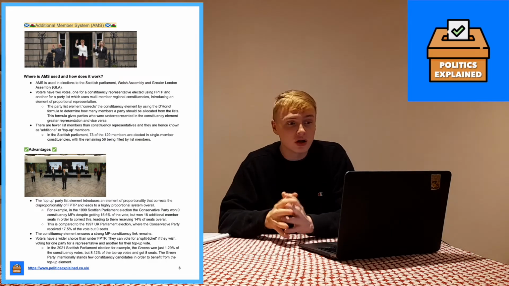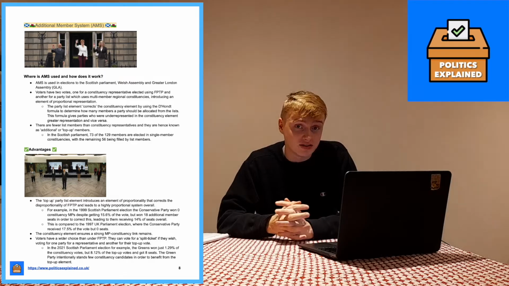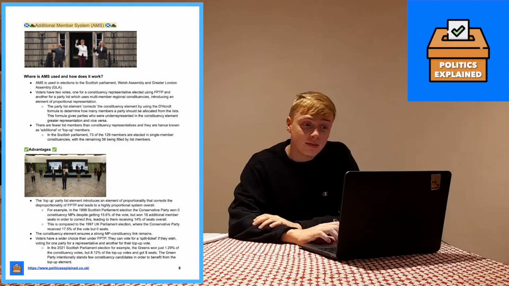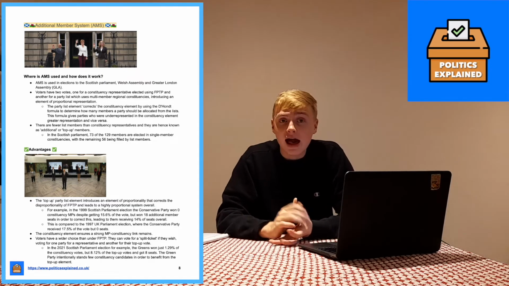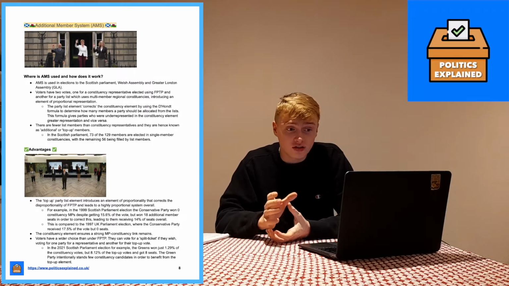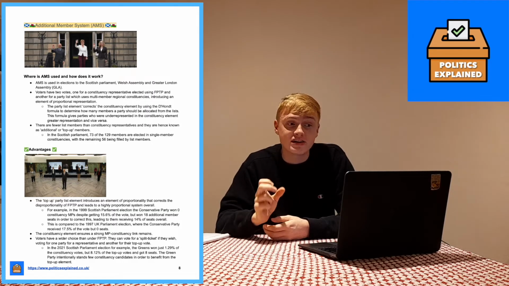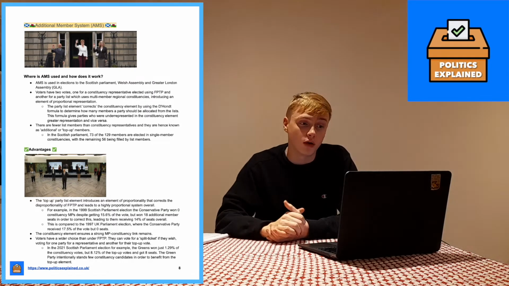Okay, so now moving on to AMS, the additional member system. Where is AMS used and how does it work? AMS is used in elections to the Scottish Parliament, Welsh Assembly, and Greater London Assembly, so really key devolved bodies.